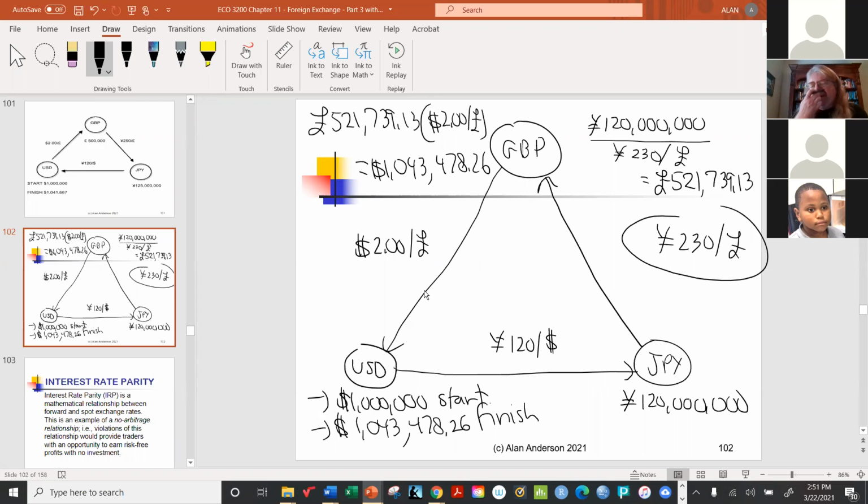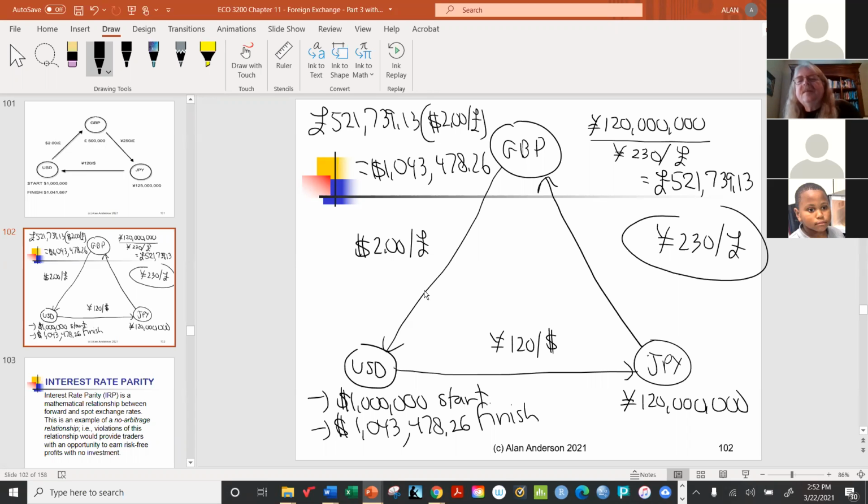In the beginning, we just converted our dollars into yen at the appropriate exchange rate. We traded yen for pounds at the inappropriate exchange rate. That gave us too many pounds. Had this been the correct value of 240, I'd only have 500,000 pounds here, and then that would work its way back to the US as $1 million. But because it's 230, they're giving me too many pounds for my yen. And now I convert them back into dollars at the correct exchange rate. And what do you know? I have a profit.